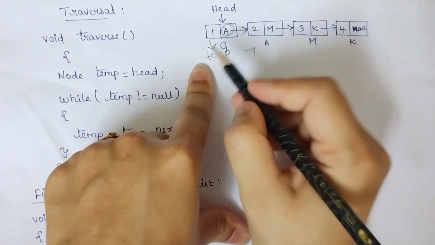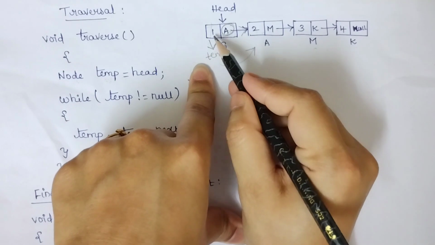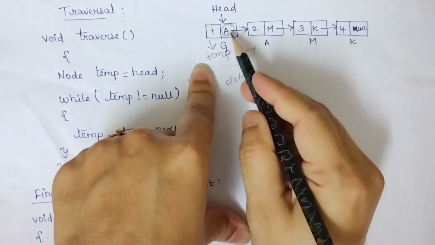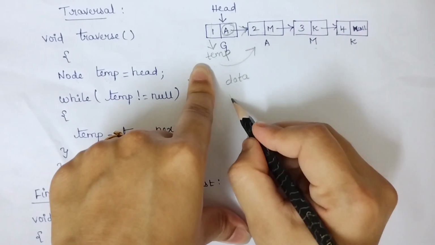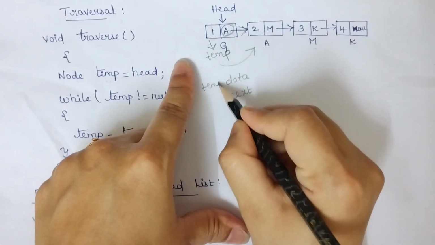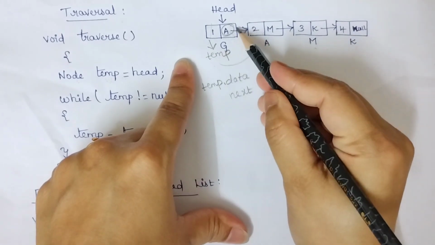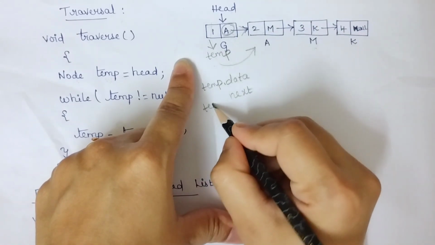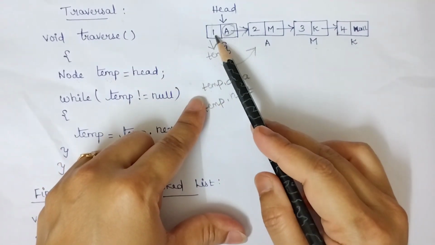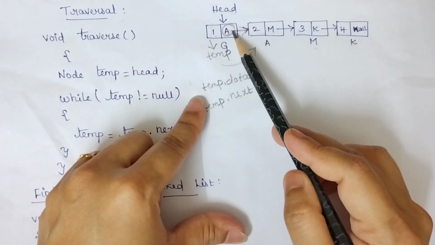So next, this is my temp node. The first field of the temp node can be referred as data field and this field of this temp node can be referred as next field. So how can I access this temp node data? Temp.data. How can I access this next value of temp node? Temp.next. Okay, so this is my temp node. Temp.data means it refers here, temp.next means it refers here, right?